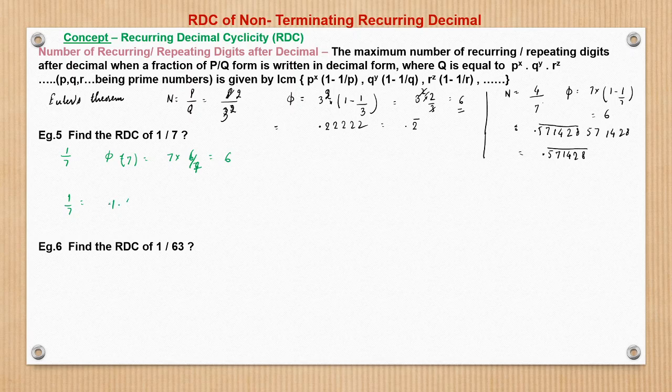That is 0.142857, again 142857. So that is nothing but 0.142857. So here also it is 6 only. So you may wonder, why do we need a formula to calculate RDC, if at all we have to solve the fraction and get it into the decimal form?